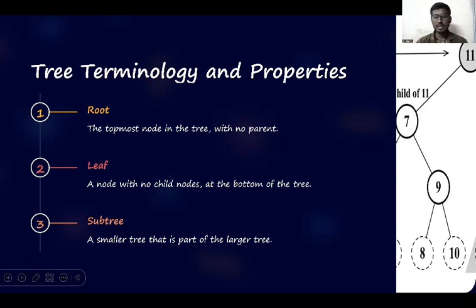The second one is the leaf. Leaf is nothing but the opposite of the root node. That means it's the lowest node of the tree. In other words, it has no parent... it has no child. And another terminology is subtree. It is a smaller tree of the larger tree. It is a subpart. So these are the terminologies and properties of trees.